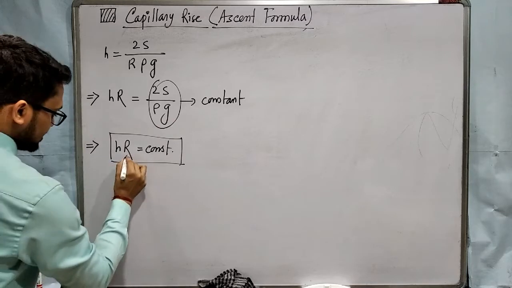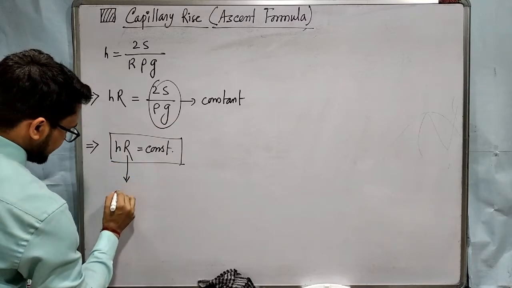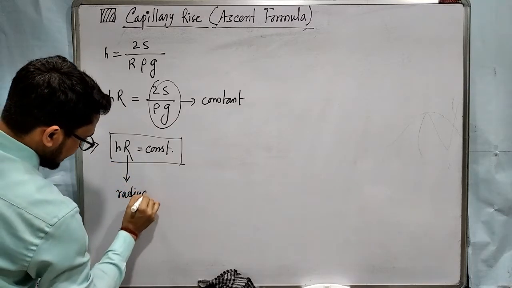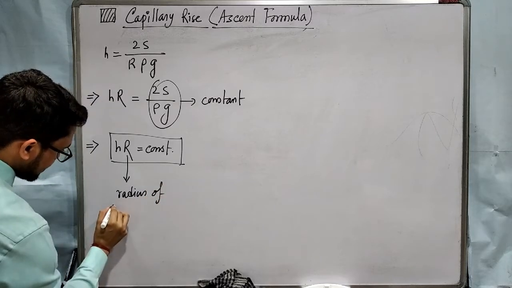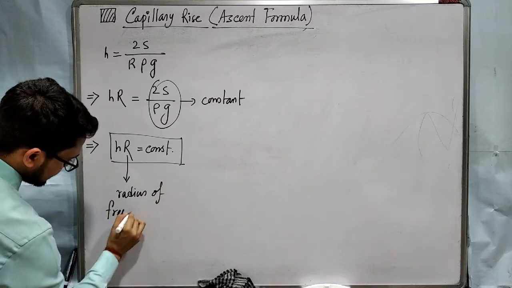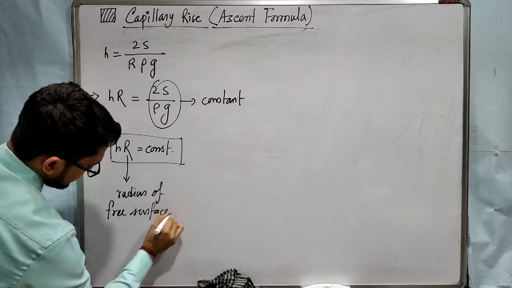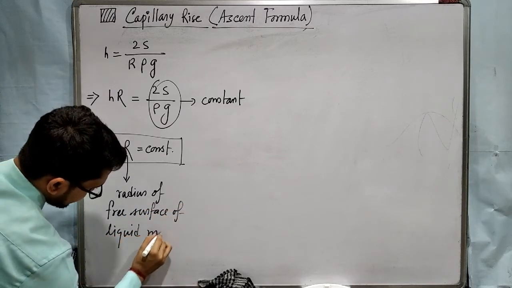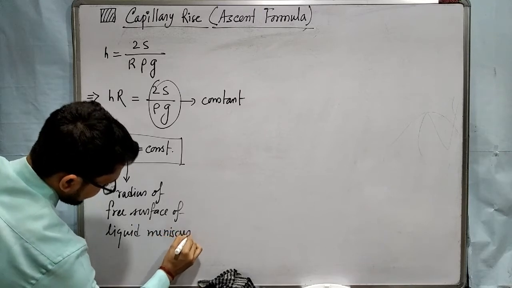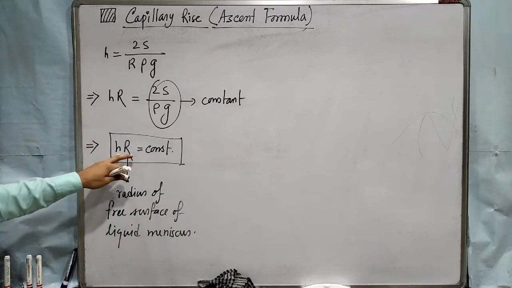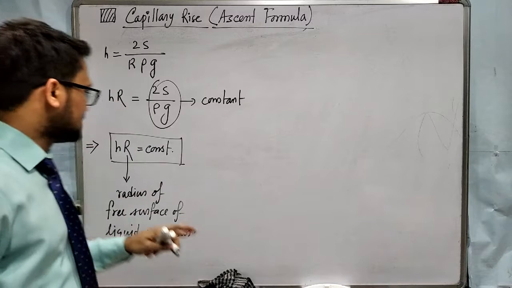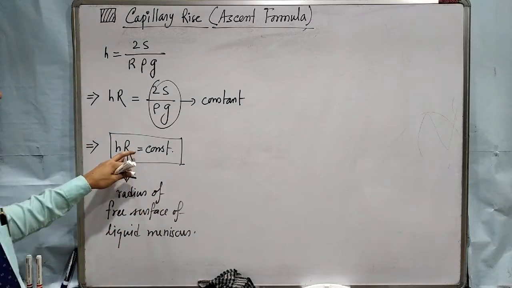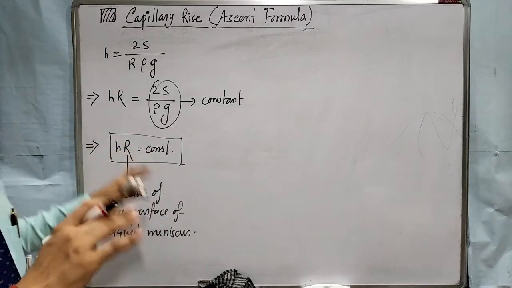So the height of the liquid column, and the capital R is what? Capital R is not the radius of the capillary. Capital R is the radius of the free surface of the liquid meniscus. So if height increases, then R will decrease. If height decreases, R will increase.